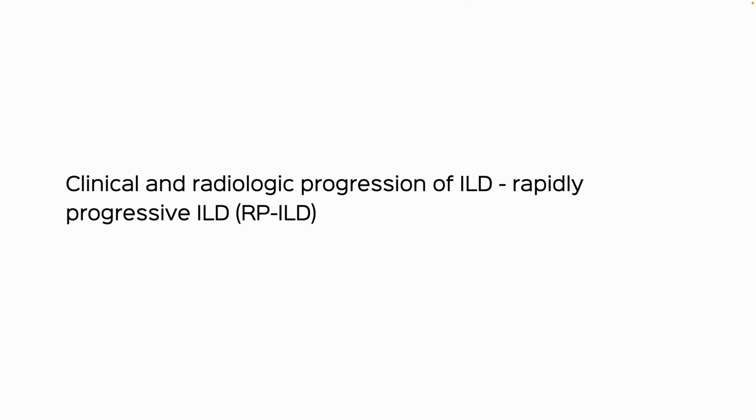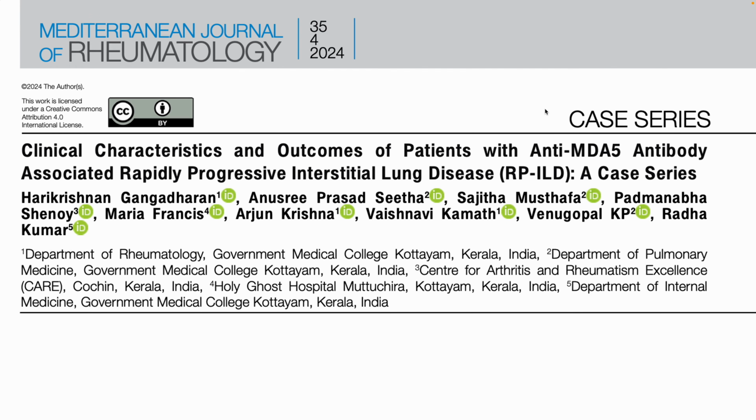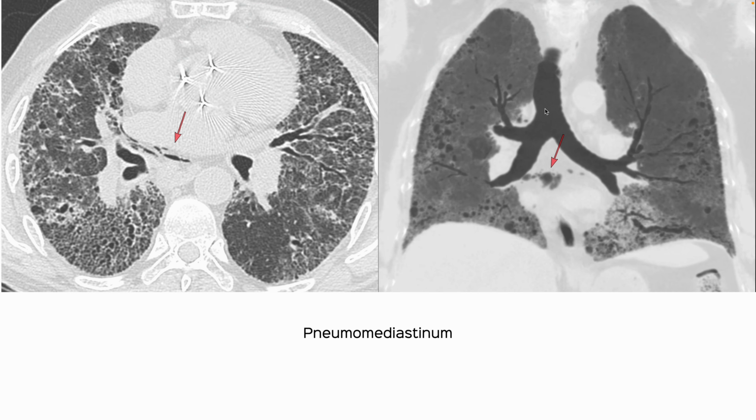So this then is defined as rapidly progressive or RP-ILD. And there's a paper from Dr. Shenoy's group and others from Kerala which talks about this. There are many others. If you go to PubMed and write down rapidly progressive ILD, you'll basically get a whole bunch of anti-MDA5 antibody associated disease.